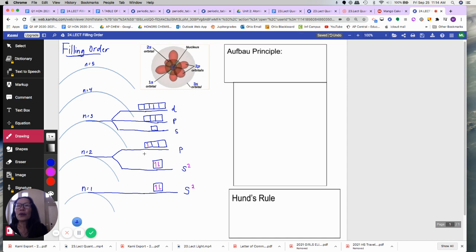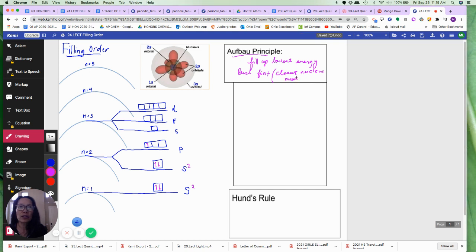Now, first of all, there is something called the Aufbau principle. The Aufbau principle states that if you have to fill up electrons, you have to go to the lowest energy level first because it's closest to the nucleus, and then you go away from the nucleus. Because the nucleus is positive, and because of electrostatic attraction, the electron will go closer to it. Close to the nucleus is the most stable for the electron.